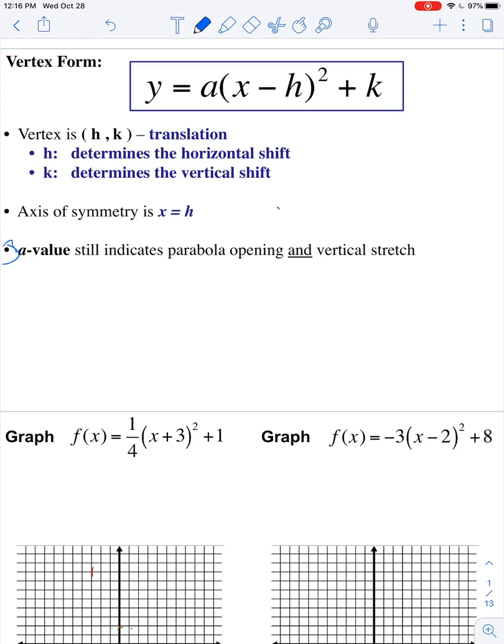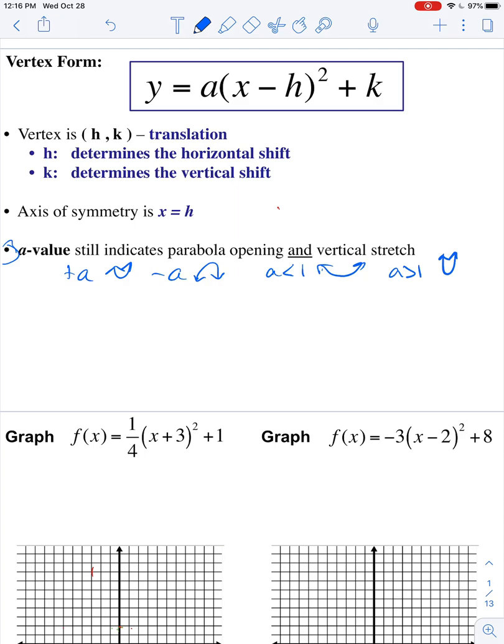The a value, as it says down here, still tells you the same information. A positive a still means it opens up. A negative a still means it will open down. An a value less than 1, like a fraction, is still going to make it kind of wide, whereas an a value greater than 1, like 2, 3, 4, is going to make it taller and skinnier. So it's going to make it steeper as that value increases. So that's all still true.